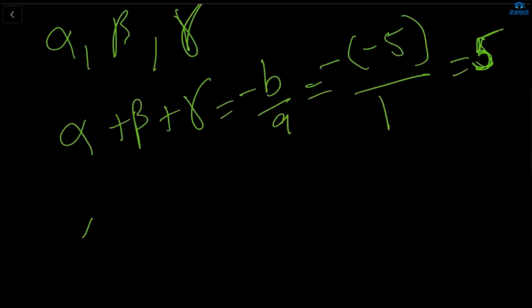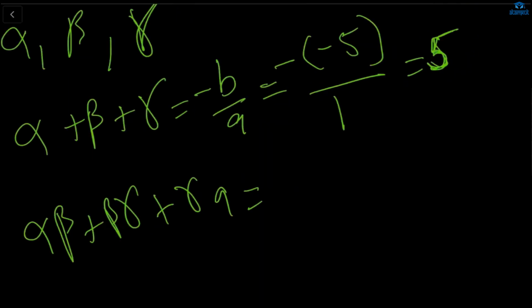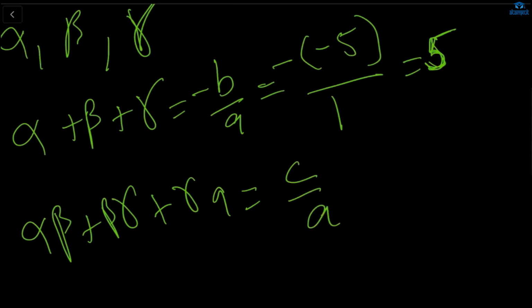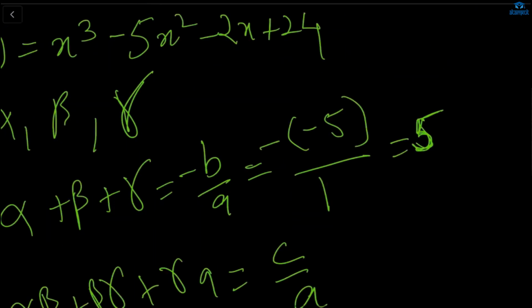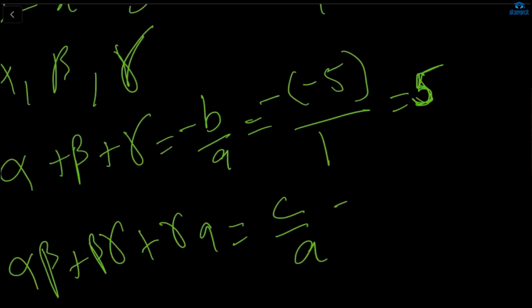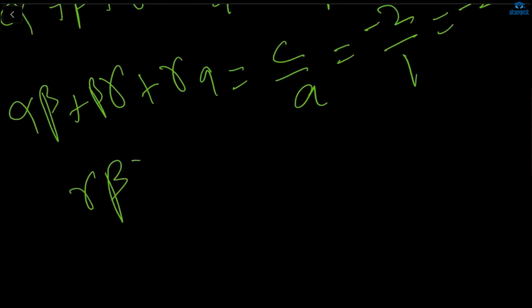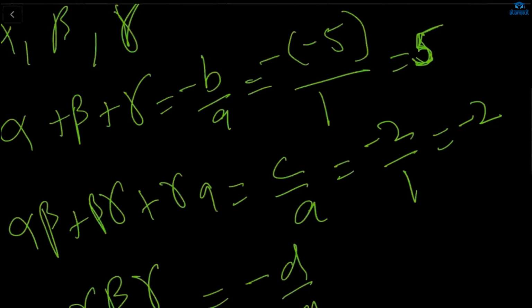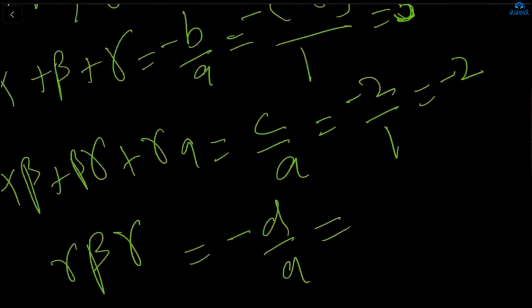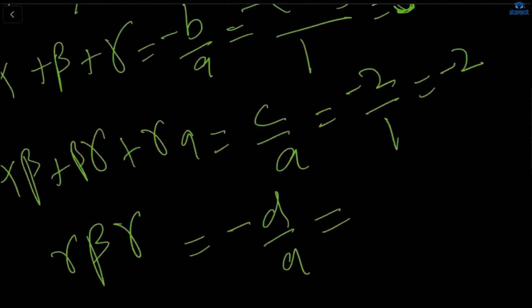Now the sum of the product of two zeros, alpha beta plus beta gamma plus gamma alpha, will be c by a. What is the value of c here? If you compare, minus 2. So it will be minus 2 by 1, that is minus 2. Now the third thing is alpha, beta and gamma, the product of the zeros. The product of the zeros will be minus d by a. Alternate values have plus and minus: first minus, then plus, then minus. Now minus d by a will be what? D value is 24, so minus 24.